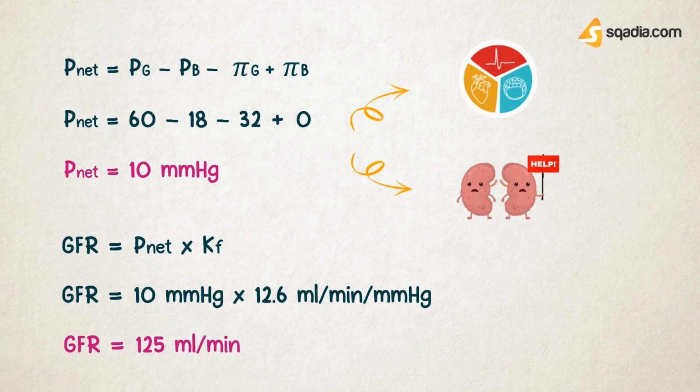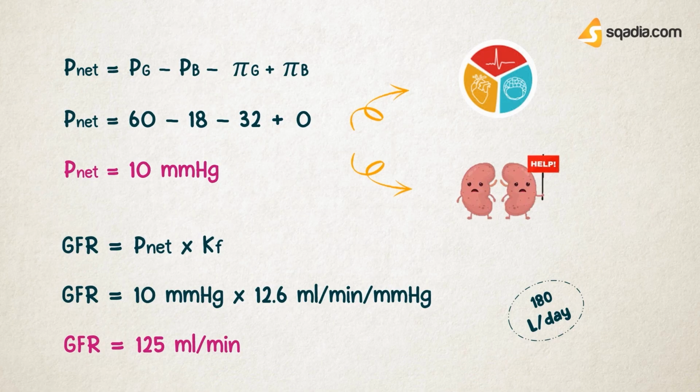Now this is 125 ml of blood plasma that is moving from the glomerular capillaries into the Bowman space every minute. And this amounts to the filtration of around 1 liter of blood plasma every 8 minutes and 180 liters per day. And this is a tremendous amount of fluid that's being filtered by the kidneys.